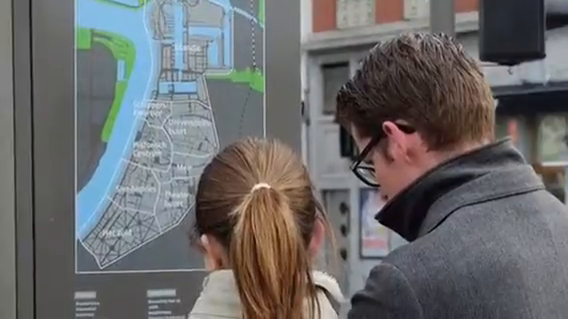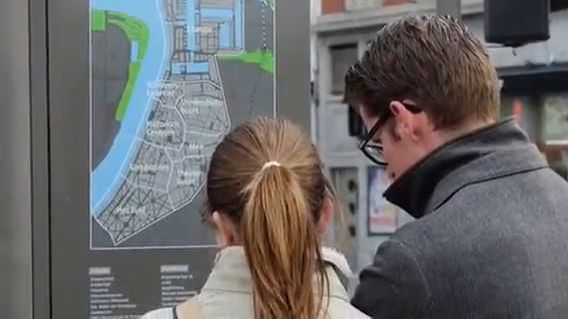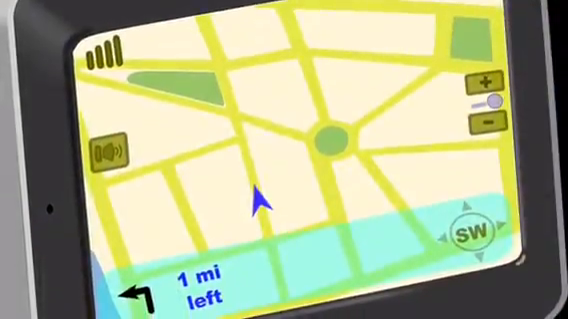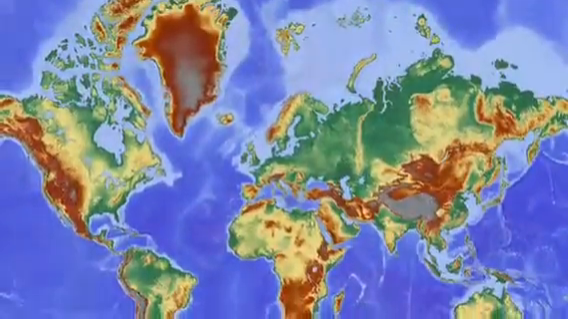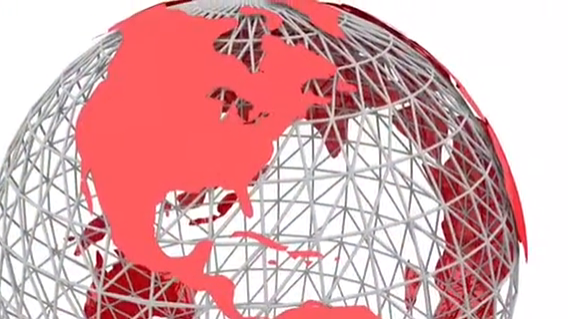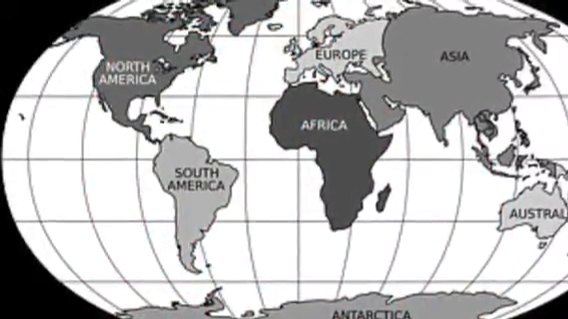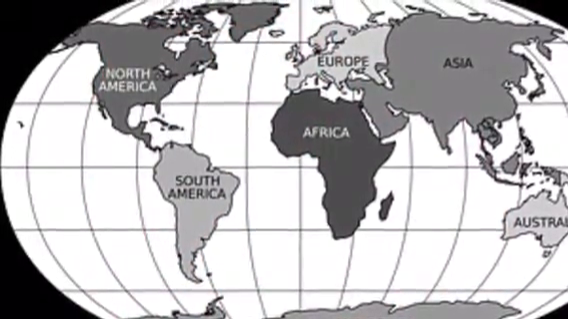Well, just why do we use maps? To help us get places, to show us where places are located, and so much more. Since a map is a two-dimensional representation of a three-dimensional world, it isn't perfect, and accommodations must be made for distortions.